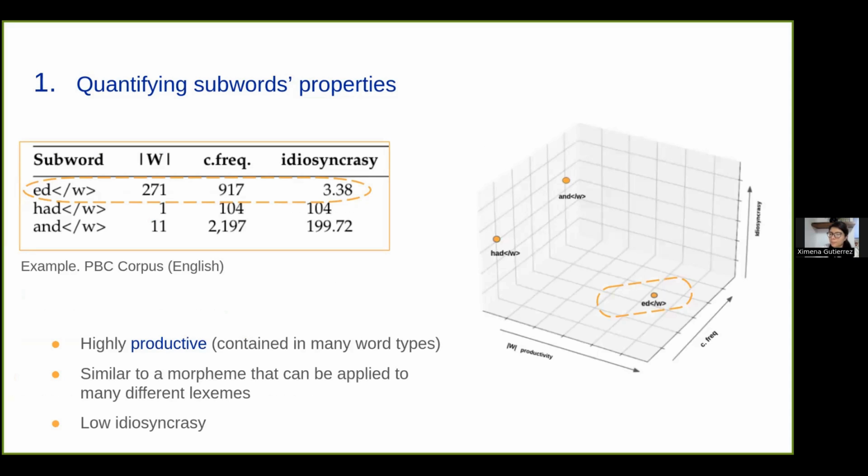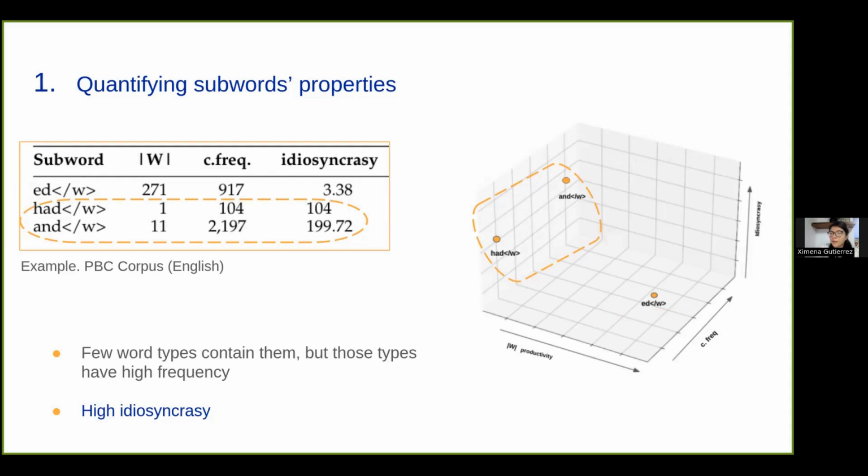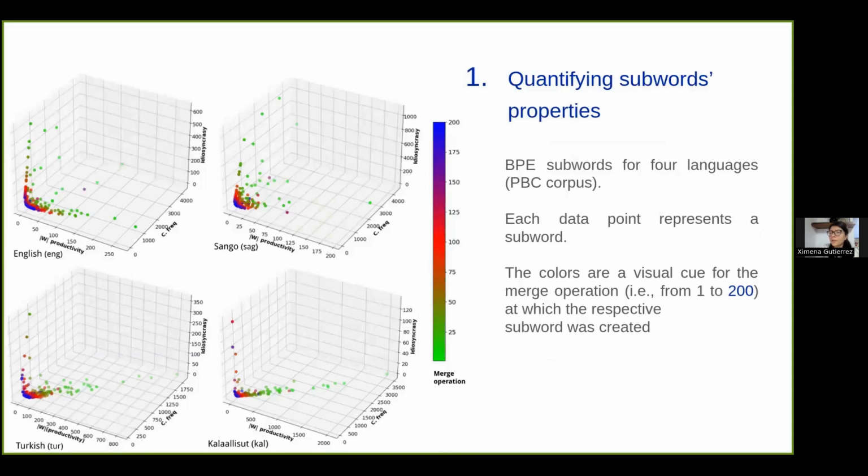In a three-dimensional space, we will find this type of subwords in the circle area. In contrast, these other type of subwords are contained in few word types, but those types are super frequent. That's why they have high idiosyncrasy, and we will find them in this region of the space. So using this operationalization, we can plot all the subwords for each language. In this example, we are showing the subwords created during the first 200 merge operations for 4 languages. We focus on the first operations because they are the ones that achieve the most significant compression of the text.